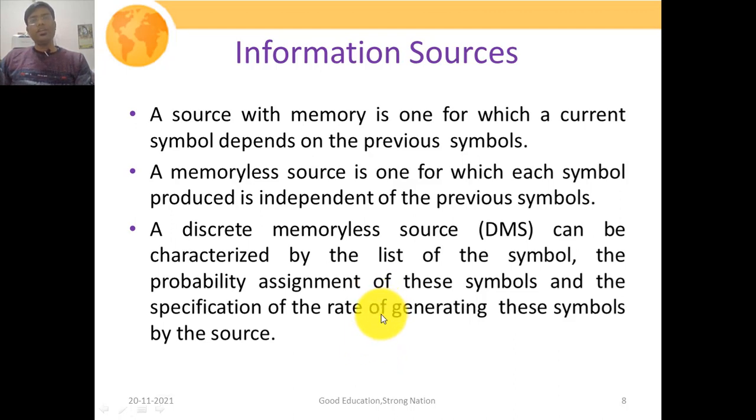A source with memory is one for which the current symbol depends upon the previous symbols. This is what we had already explained. A memoryless source is one for which each symbol produced is independent of the previous symbols. Next, a discrete memoryless source, which is one of the most important ones, can be characterized by the list of symbols, the probability assignment of these symbols, and the specification of the rate of generating these symbols by the source. These are the specific characteristics of any discrete memoryless source.